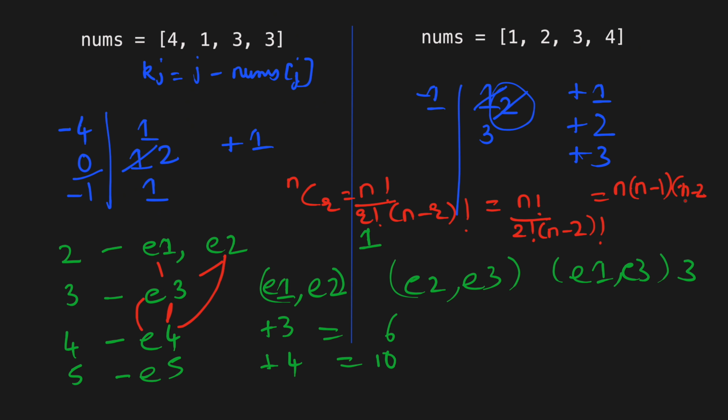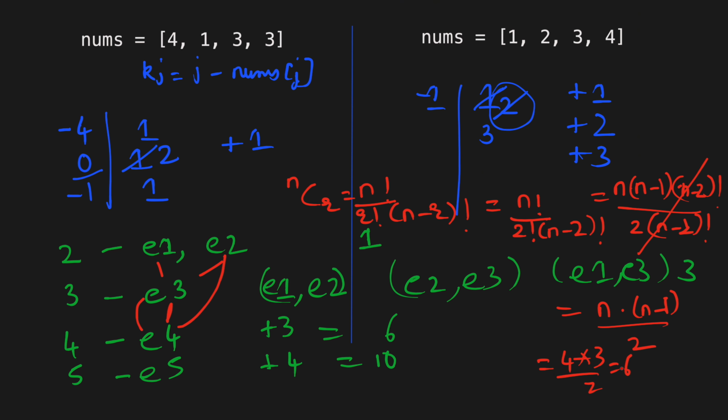which we can rewrite as n into n minus 1 into n minus 2 factorial, and 2 factorial can be written as 2, and we can rewrite n minus 2 factorial as is. So these two will cancel out, and hence nC2 will be equal to n into n minus 1 by 2. So that's why for 4 elements in an array, we will get 4C2, that is 4 into 3 by 2 equal to 6 total pairs.